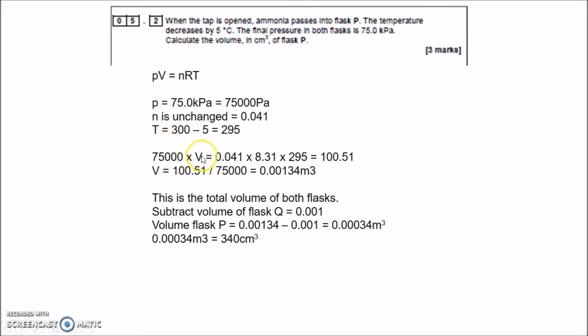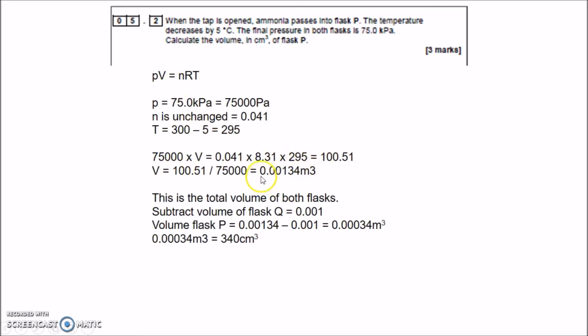75,000 pascals multiplied by the new volume. I don't know what the new volume is. I think that's what I'm trying to calculate. N is the number of moles, 0.041, which is the number of moles of ammonia, which is unchanged, 8.31. The gas constant's unchanged, and 295. All of that, 0.041 multiplied by 8.31 multiplied by 295 equals 100.51. So 75,000 times volume equals 100.51. So 100.51 divided by 75,000 equals 0.00134, and it's in meters cubed. Remember, volume in this equation is in meters cubed.